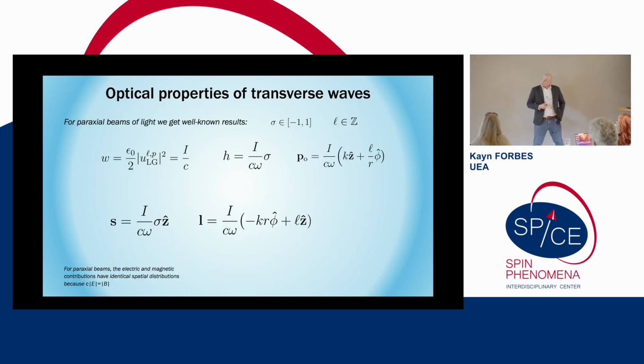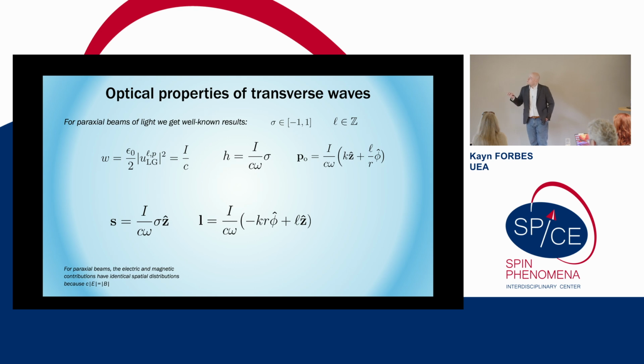Now, just a revision, for paraxial beams of light, we get very well-known results. So the energy density is just the intensity divided by c. The helicity is proportional to the intensity times this thing sigma, which is basically ellipticity, which ranges from 1 to -1. So 1 and -1 are the circularly polarized states. 0 would be linearly polarized light, and in between would be elliptical. So linearly polarized light, as a paraxial beam, does not have helicity, for example.